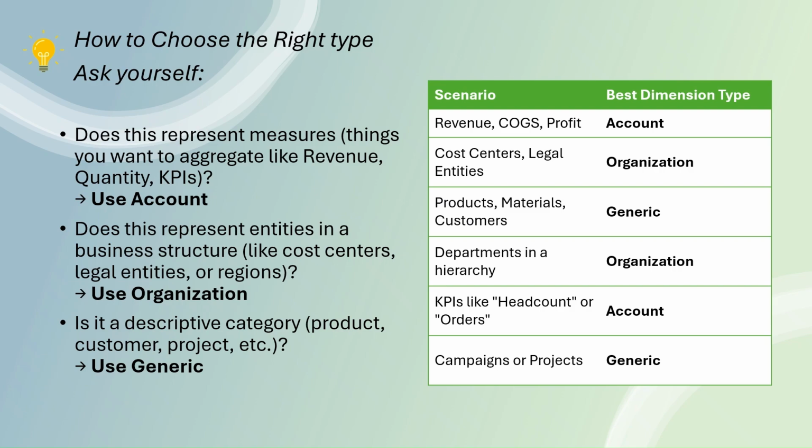Cost centers and legal entities: organization. Again, generic types like products, materials, and customers: go for generic. If there is a department with some hierarchy, like a department or organization hierarchy within your company, then go for organization. Again, if it's a KPI, then go for account. And if there are projects or campaigns, with normal ID and description data, then go for generic. So this is how you can choose the right type.